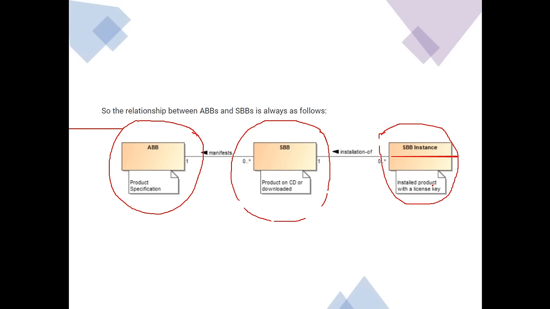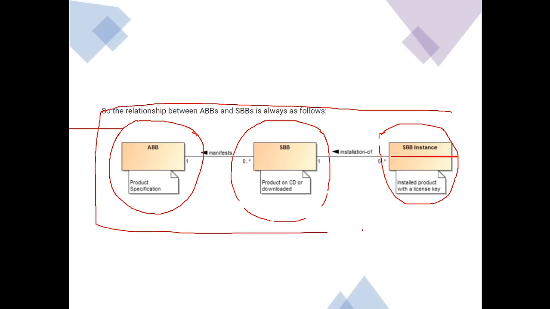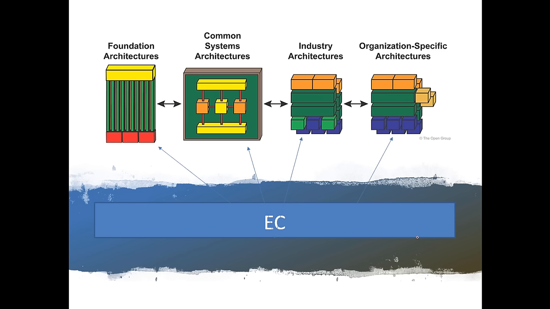Now, from this you can understand that all these things we are storing somewhere, right? Especially this is the area we keep storing in our repositories. We will come to the point of how enterprise continuum and architecture repositories are related. But up to this, ABBs, SBBs and building blocks are clear to you. Let's move to the next section.